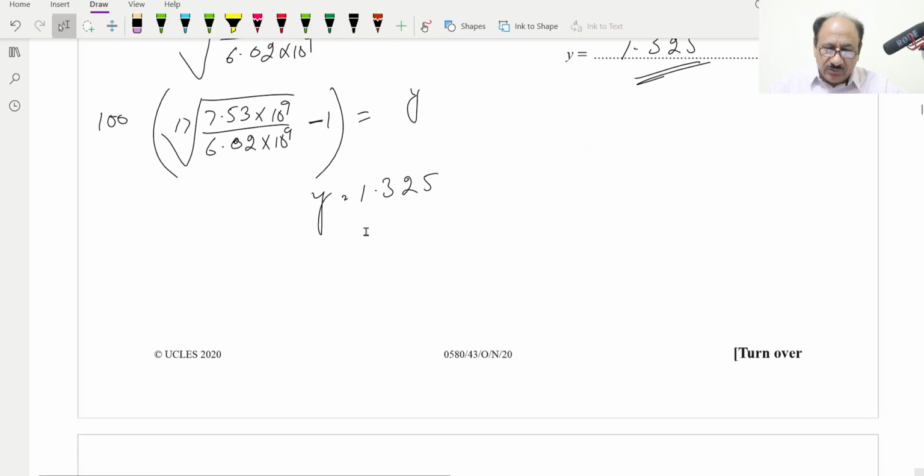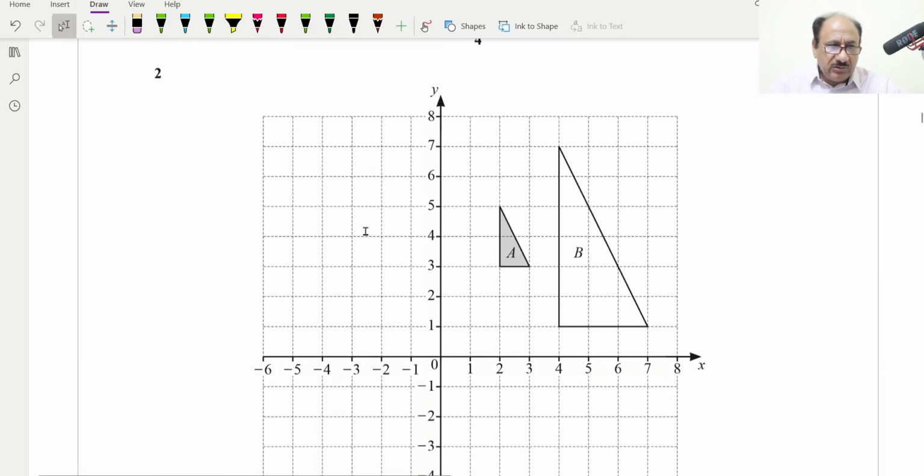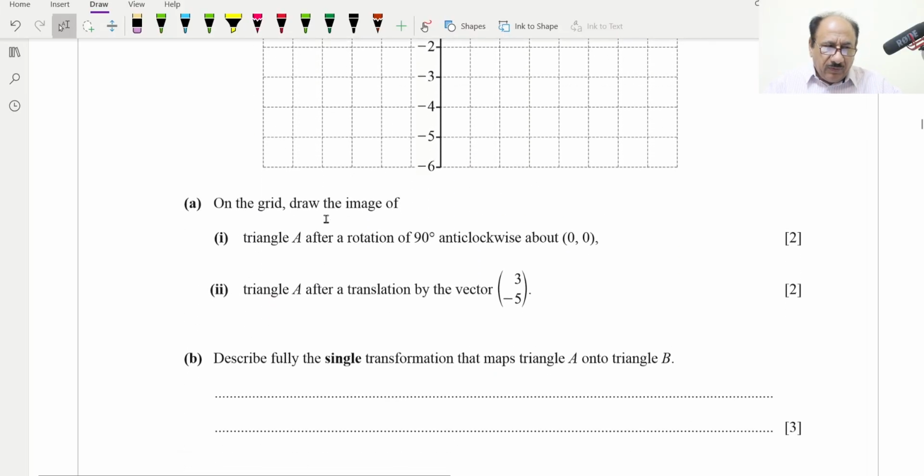This was a 3-mark question. Now question number 2, a transformation question, which is very interesting and easy also. So we will solve this. Two triangles A and B are provided. And first of all, they are saying on the grid, draw the image of triangle A after a rotation of 90 degrees anticlockwise.